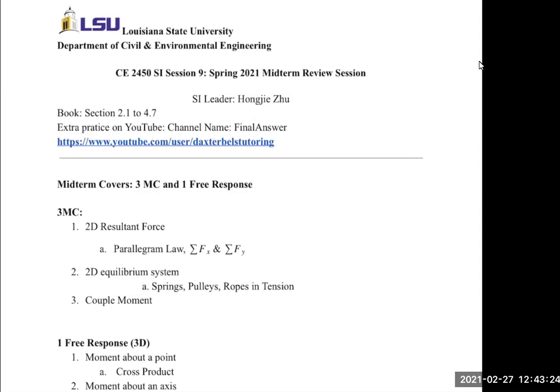Okay. For this SI session, first I'm going to talk to you about what kind of problems he's going to put on the exam and what topics you have to focus on. After this page there are some concepts, and then we'll go straight into our problems. This exam covers book sections 2.1 to 4.7, so basically from 2D vectors up to couple moments.